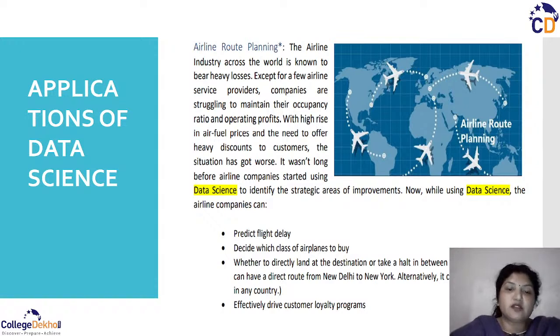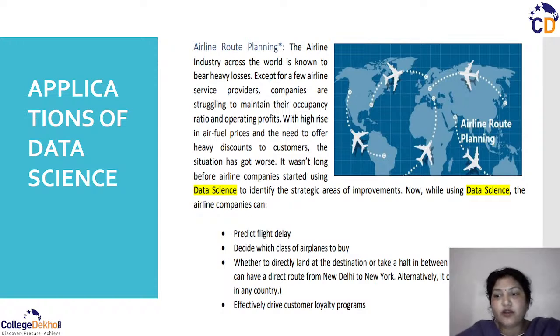So how is it predicting? It is predicting based on the data only. It is identifying the patterns in the data. So these are some examples of applications of data science. Decide which class of airplane to buy. It depends on your specification and your choices, whether to land directly at the destination or take a halt in between. And effectively drive customer loyalty programs. So there are a number of functions, a number of areas where you can apply data science.